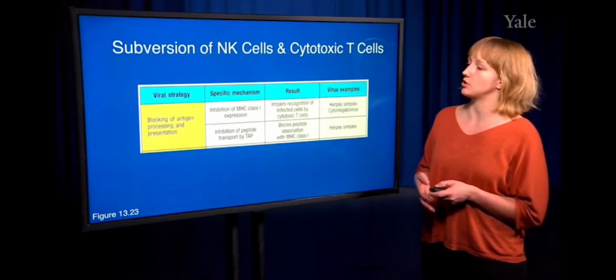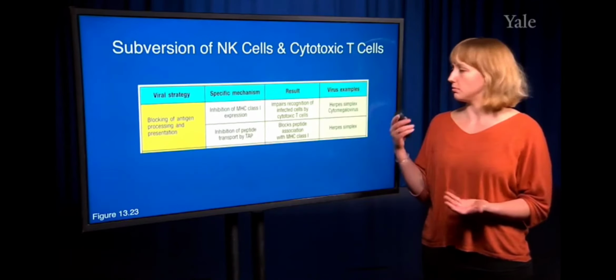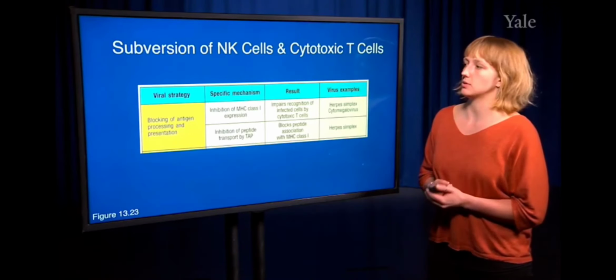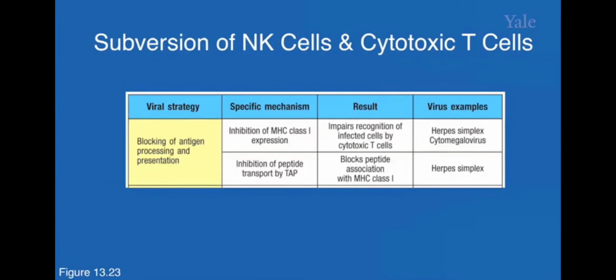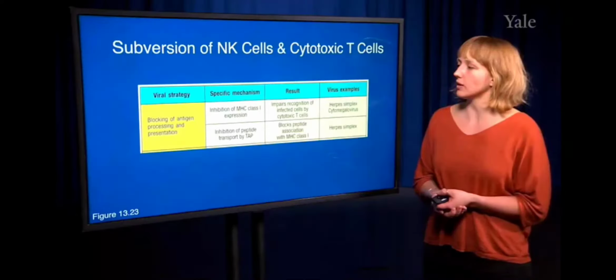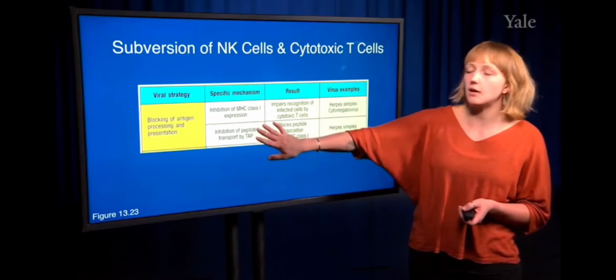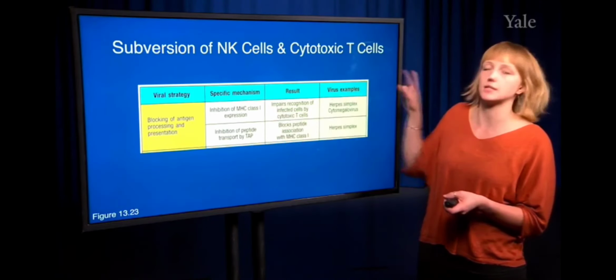And what I find to be one of the ways that viruses most effectively evade and subvert the immune response is by blocking antigen presentation and processing. So as you can remember, the mechanism of recognition of infected cells by NK cells or by cytotoxic T cells is the presence of MHC class 1. And so many viruses, including herpes, will actually inhibit MHC class 1 expression so that this prevents cytotoxic T cells from being activated on infected cells.